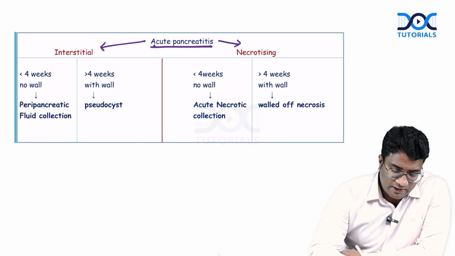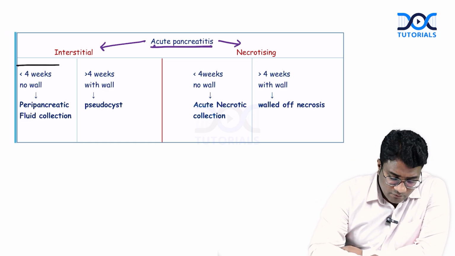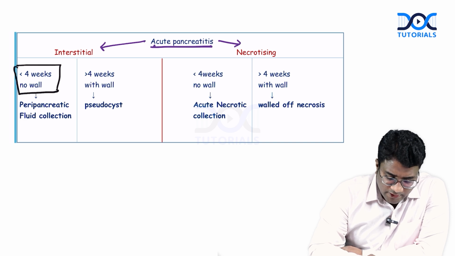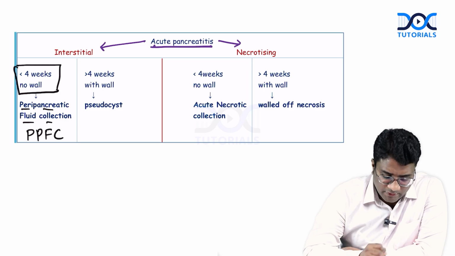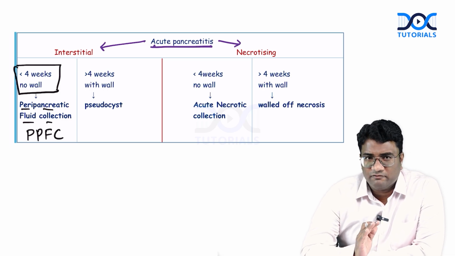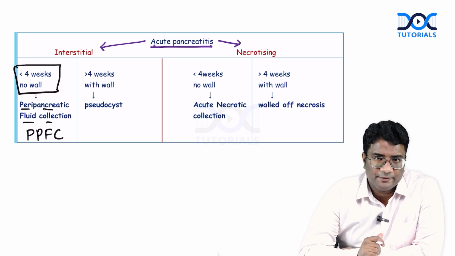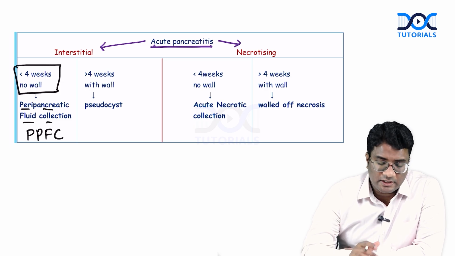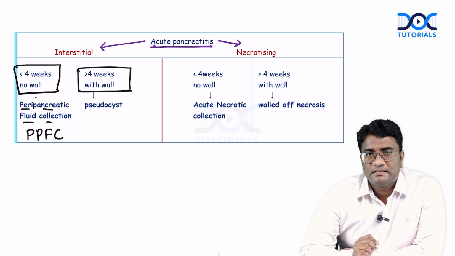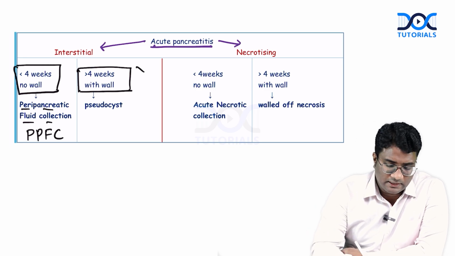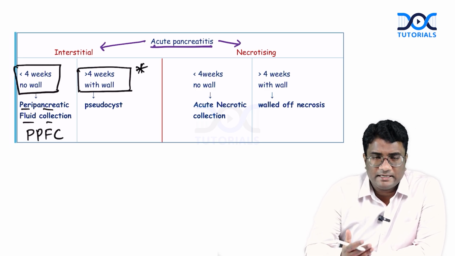And if you have a collection which is less than 4 weeks, obviously it will not have a wall around it. That is called peripancreatic fluid collection. So, you can remember it as PPFC. This will be less than 4 weeks duration and does not have any wall around it. But if the collection is more than 4 weeks, has a fibrin wall around it, this is called a pseudocyst. We just learned. So, it is more than 4 weeks and it has a wall.